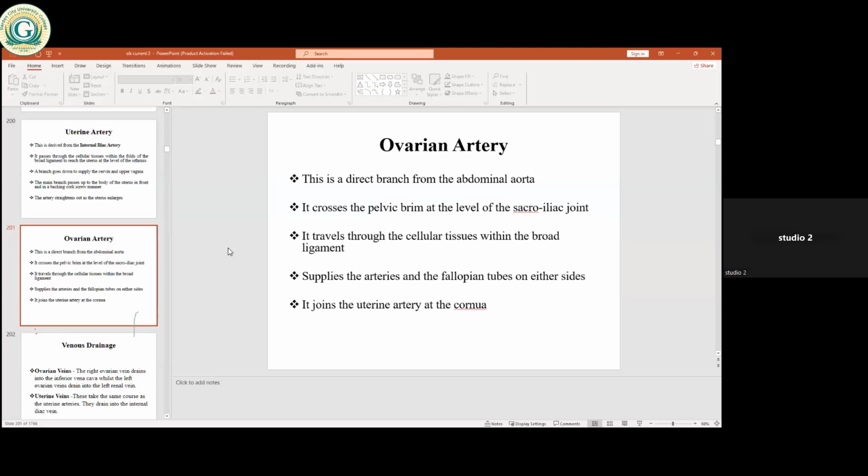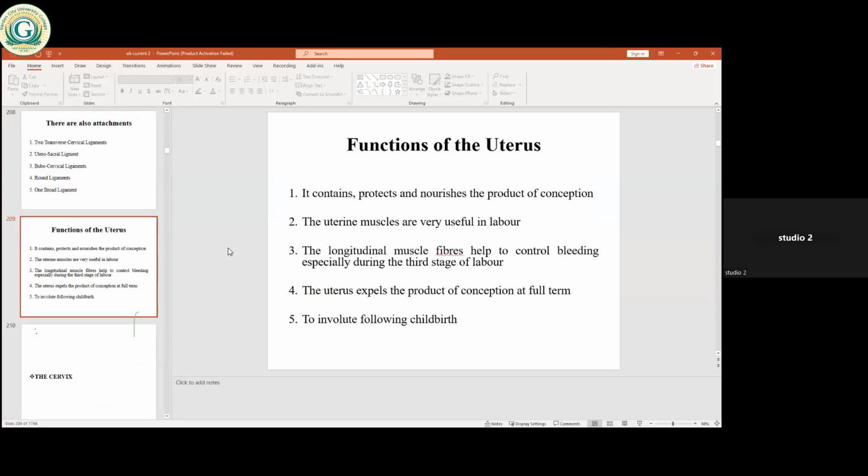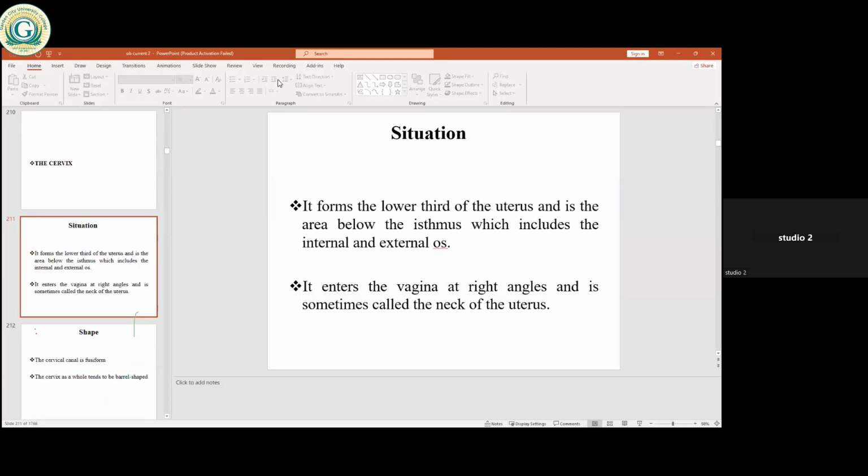What you should know is that we are going to describe it, but it's part of the uterus. The cervix is part of the uterus. So don't take it differently. It's part of the uterus.